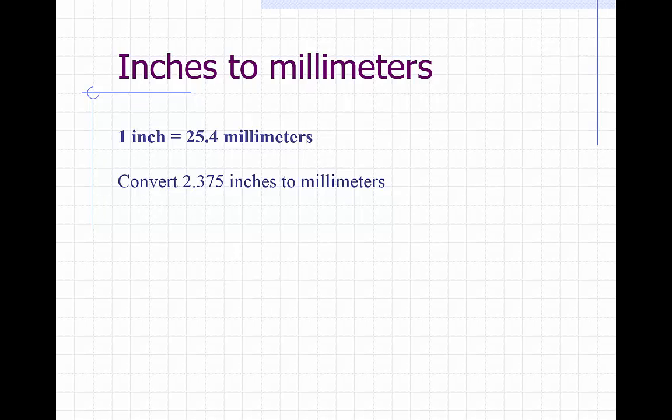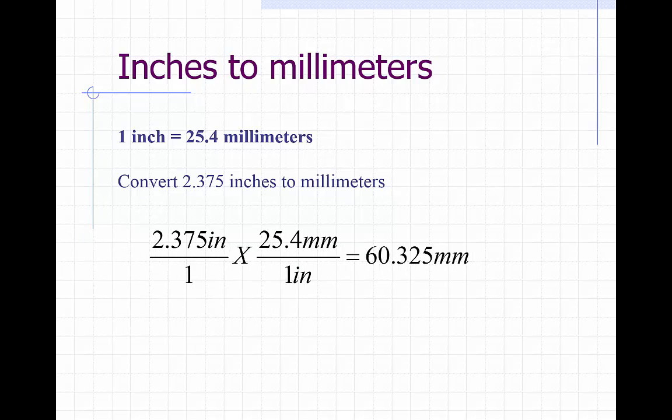So let's do 2.375 inches to millimeters. So again, we're laying this out in our fraction form, 2.375 inches over 1 times the conversion factor. 1 is on the bottom, the inches cancel away, and we put in our calculator 2.375 times 25.4.